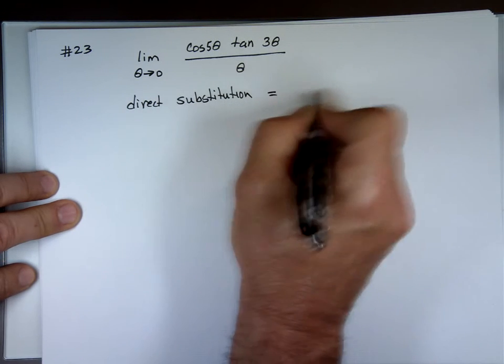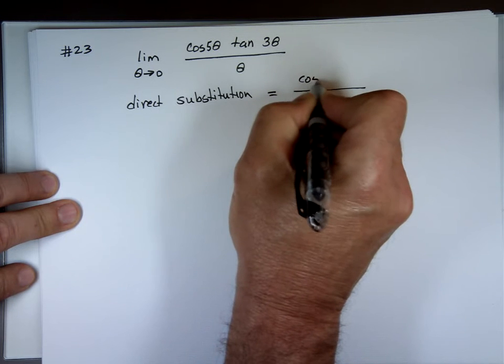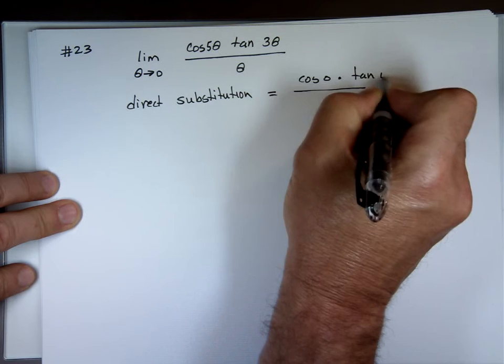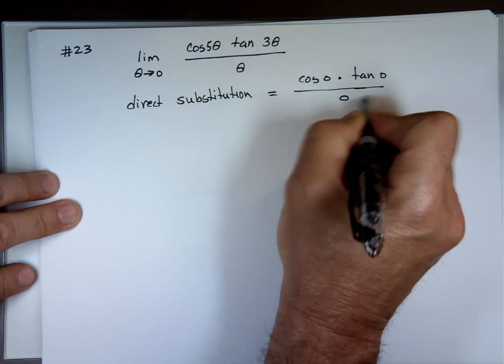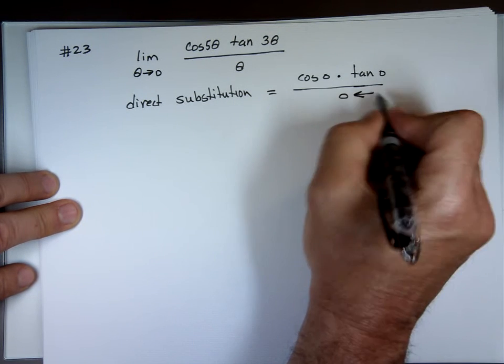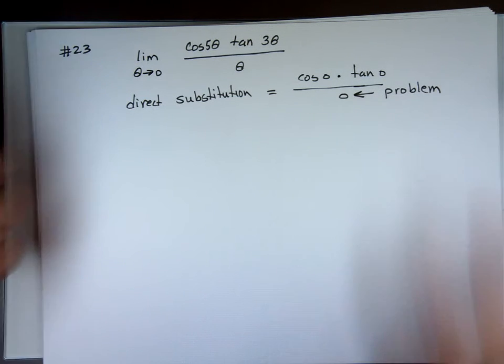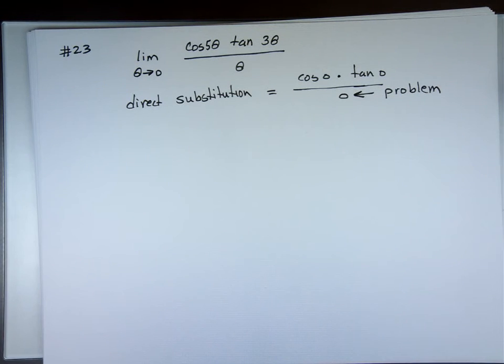It's going to be cosine of 0. You have to look at your unit circle. Tangent 0 over 0. Again, it doesn't really matter what the top numbers are. We got a 0 in the bottom. I don't want to go to the table. I'm not a fan of the table. A lot of work.